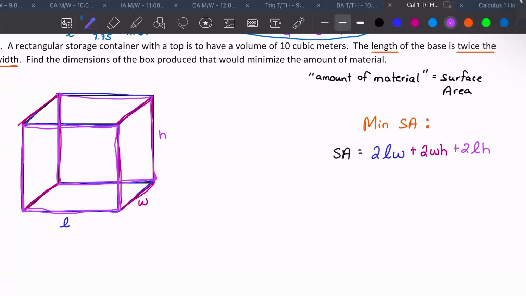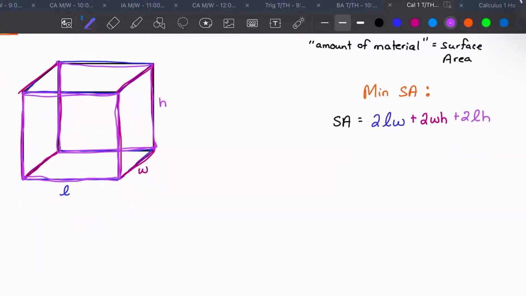Okay, now there's a lot going on in that equation over there, and we need it to be in one variable. And right now there's L, W, and H. So let's use whatever else we know. It says that the volume of the container is 10 cubic meters, right? So the volume of our container, which is length times width times height, has to be 10.